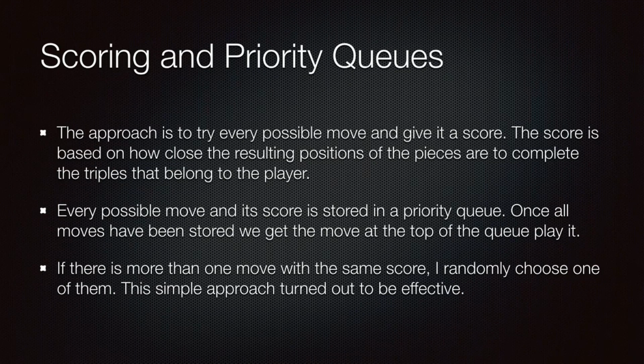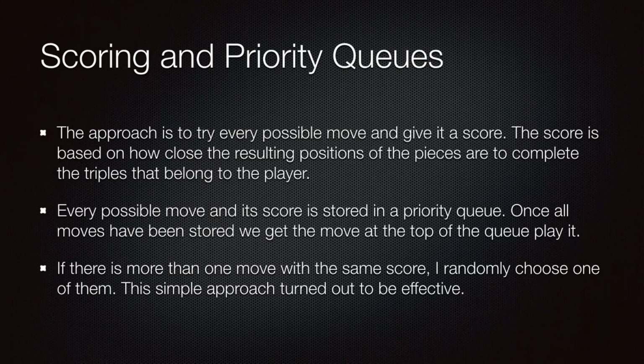So the idea for this, I use scoring priority queues. The approach is to try every possible move and give it a score. I have a given number of empty positions, and I try each one of the pieces one at a time. I score it given the pieces that I have, and the score is based on how close, whenever I make that move, the board turns in my favor. And how many of those triples, sometimes missing things, how close are those to my pieces? There's an analysis that can be done in there.